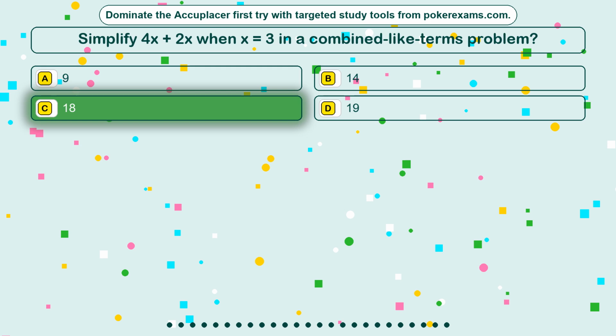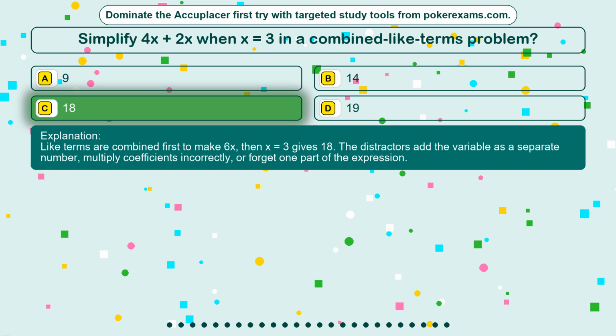The correct answer is option C, 18. Like terms are combined first to make 6x, then x equals 3 gives 18. The distractors add the variable as a separate number, multiply coefficients incorrectly, or forget one part of the expression.